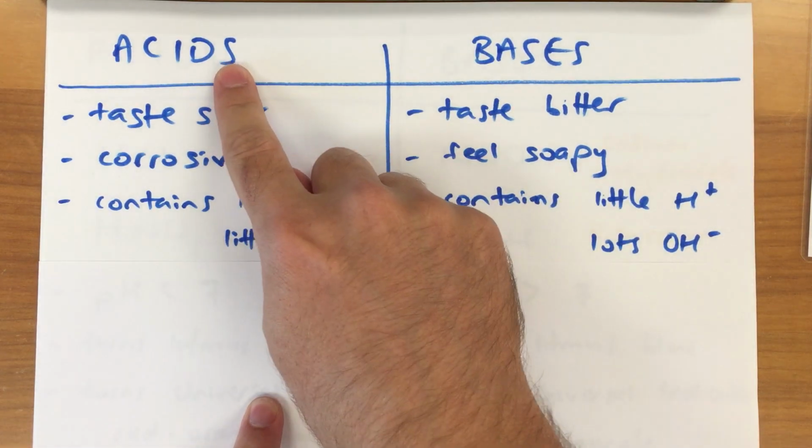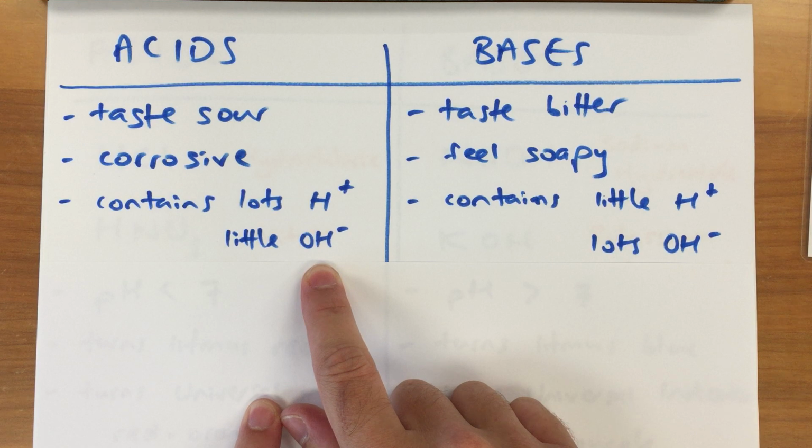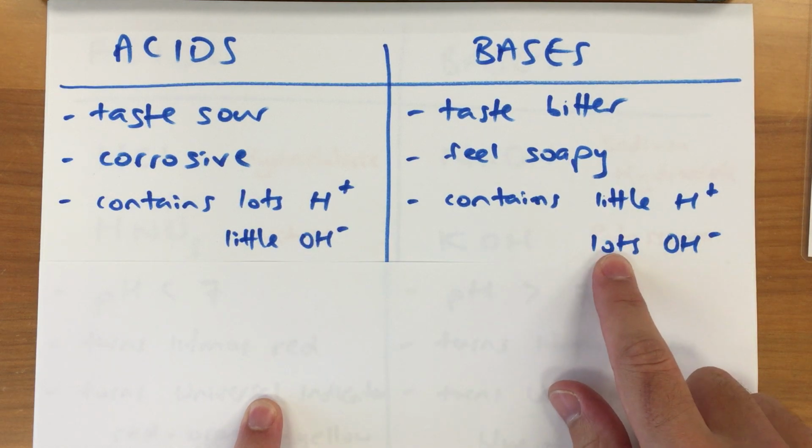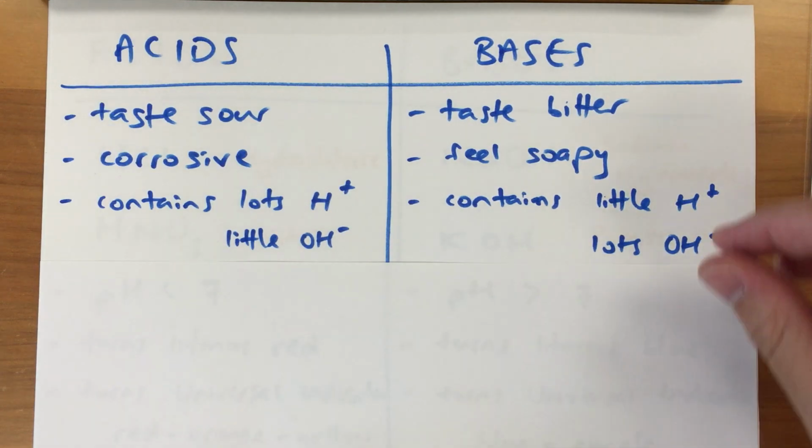So you can see any acidic substance is going to have lots and lots of H+ and very little OH-, whereas a basic solution is going to contain lots of OH- and very little H+. We'll come back to that shortly.